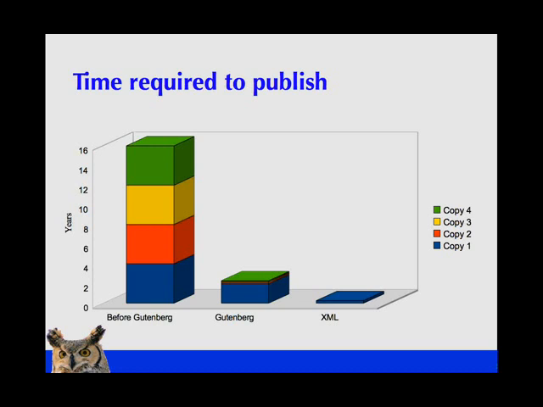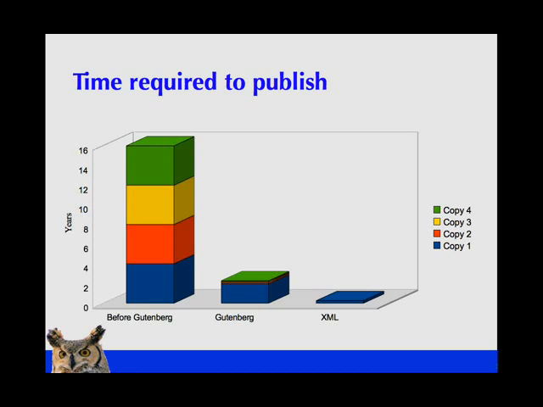We get to Gutenberg, and what happens is that the first copy still takes a long time. It took about 2 years to typeset the first Gutenberg Bible. But after that, you have the ability to produce numerous copies fairly quickly, and they don't take a whole lot of time. With XML, we have a few months to set up formatting rules, and then we have automatic instantaneous formatting.